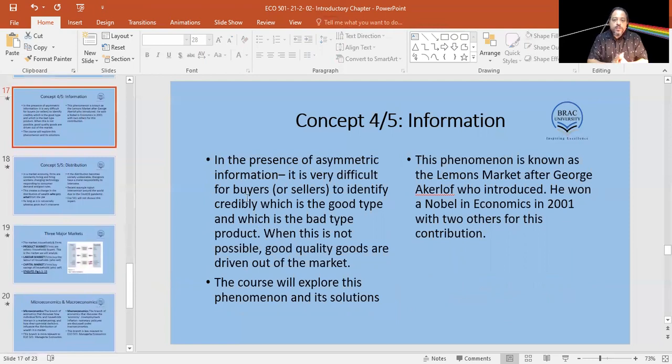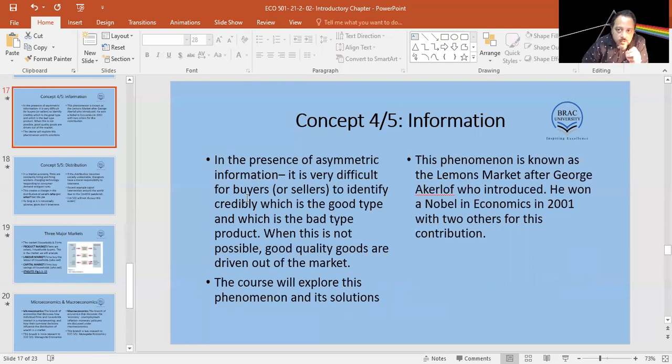Okay, in the presence of asymmetric information, it's very difficult for buyers or sellers to identify credibly which is the good type and which is the bad type product. In the class, I'm going to discuss this. Over here, if you're looking at the video now, when there is asymmetric information, it is difficult for buyers and sellers to credibly identify that this is a good product, this is a bad product.